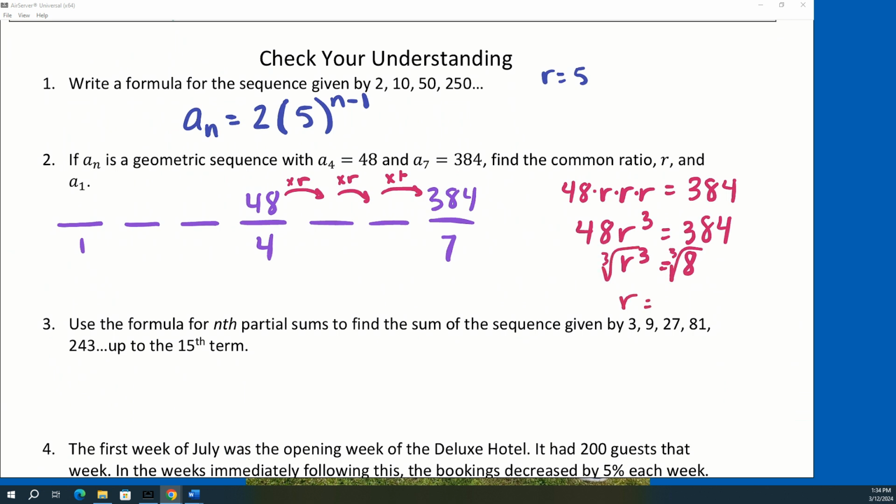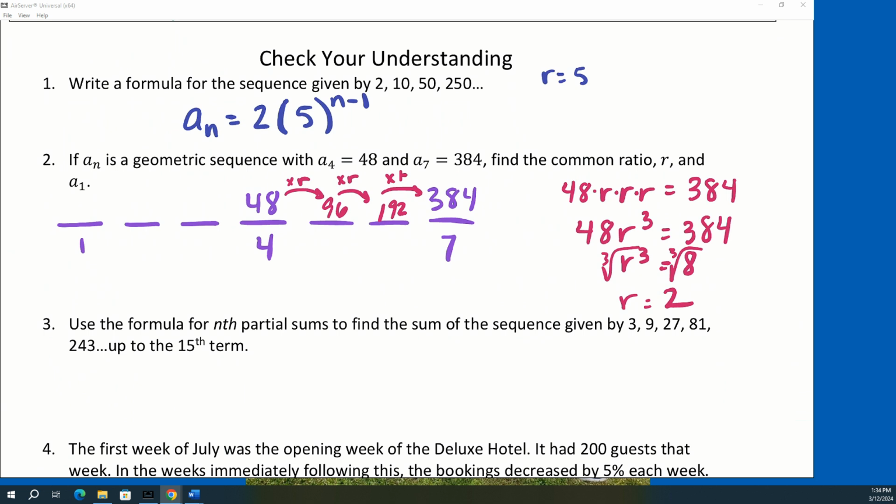Do you guys know what the cube root of 8 is? Yes, 2. So we're multiplying by 2 each time. So this would be 96, and this would be 192. I'm having a hard time with my numbers today. And then multiply by 2 again, and it'd be 384. But that's not what we needed. That's just extra stuff for you.